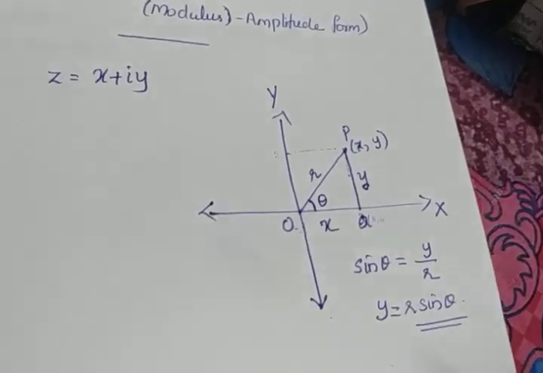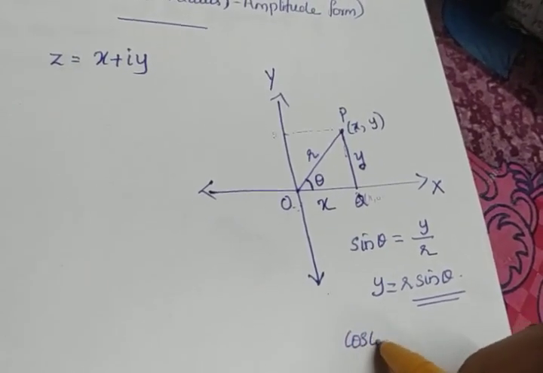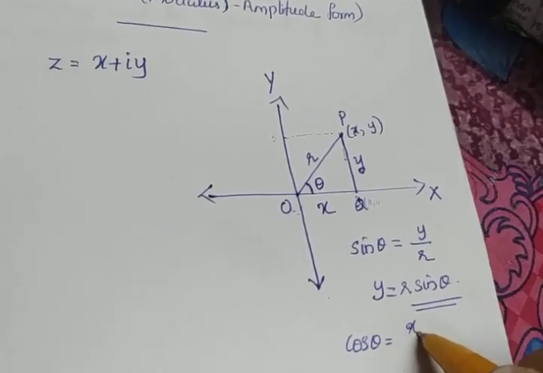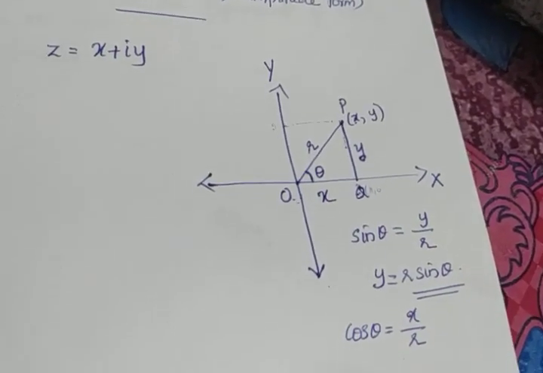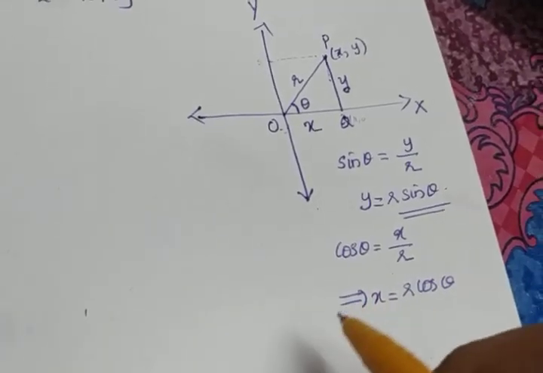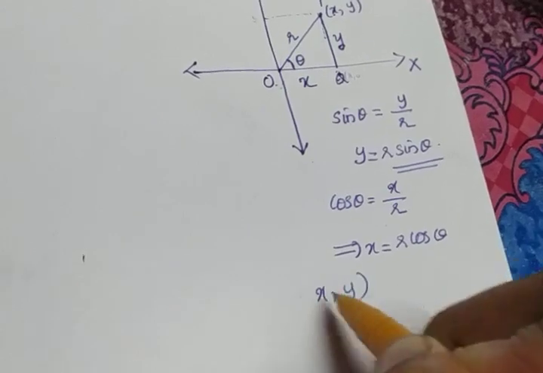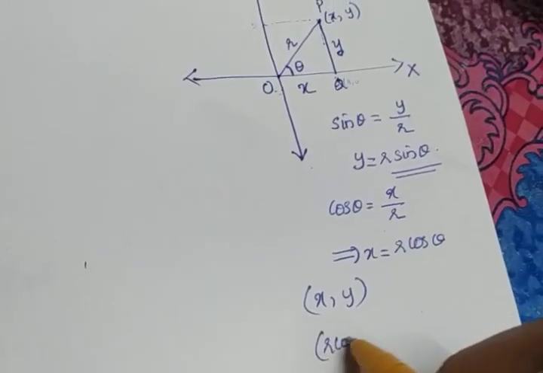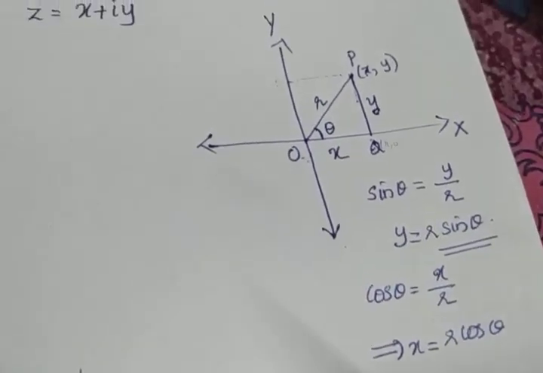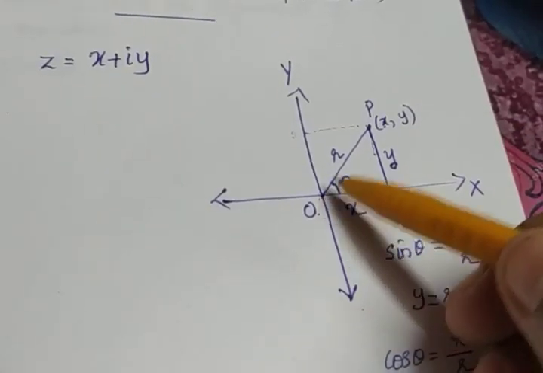Same way, if I want to find cos theta from the right triangle, cos theta is adjacent side by hypotenuse, that is x by r. That implies x is equal to r into cos theta, isn't it? So instead of the point x comma y, I can write r cos theta comma r sin theta. What is this r actually? r is the distance between O and P.